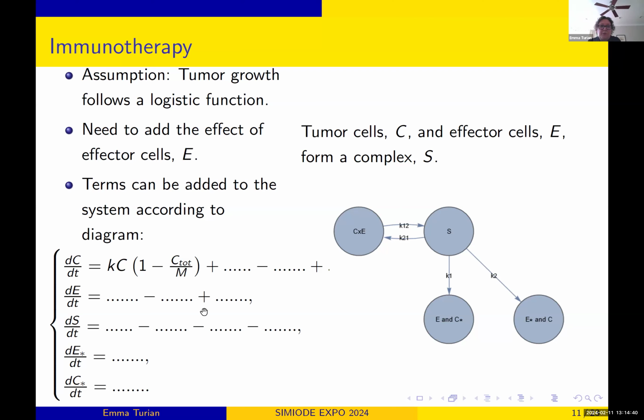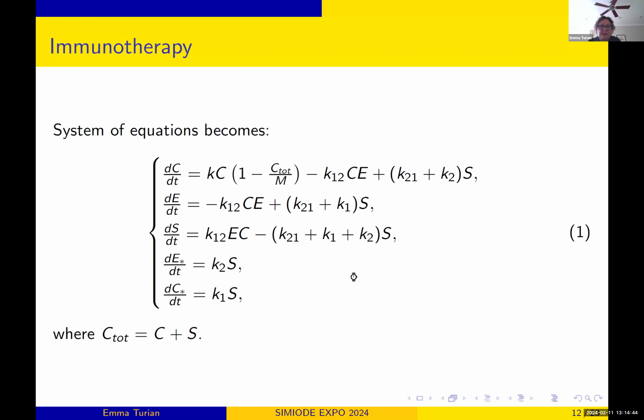So we populate these equations with the respective terms, and we end up with something like this, where C total is the number of cells in the tumor plus the complex.